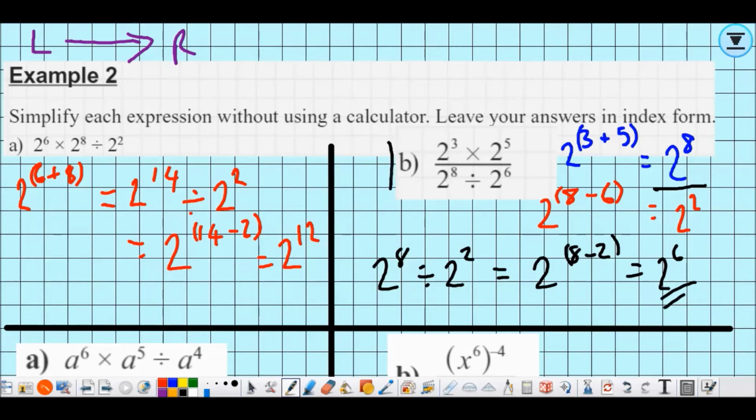So when you think, we start with this expression up at the top there, 2 to the power of 3 times 2 to the power of 5, divide by 2 to the power of 8, divide by 2 to the power of 6. And I'm ending up with 2 to the power of 6. That's exactly the same formula.